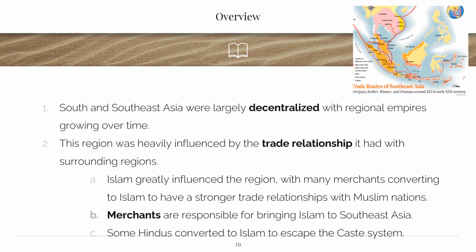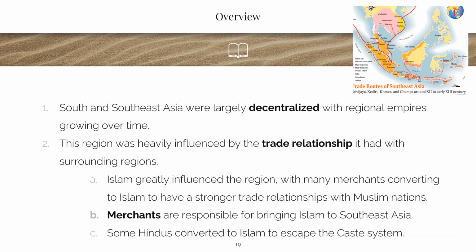Okay, so as we said, they were largely decentralized, with regional empires growing over time. This region was heavily influenced by the trade relationship that they had with other regions. Islam greatly influenced the region, with many merchants converting to Islam to have a stronger trade relationship with Muslims. And these merchants were responsible for bringing Islam to Southeast Asia. And we know this because some of the highest percentages of population globally of people who practice Islam are actually going to exist in this island region of Southeast Asia.